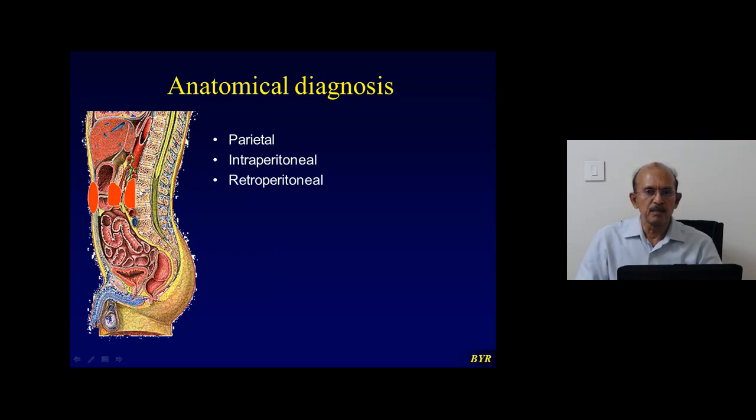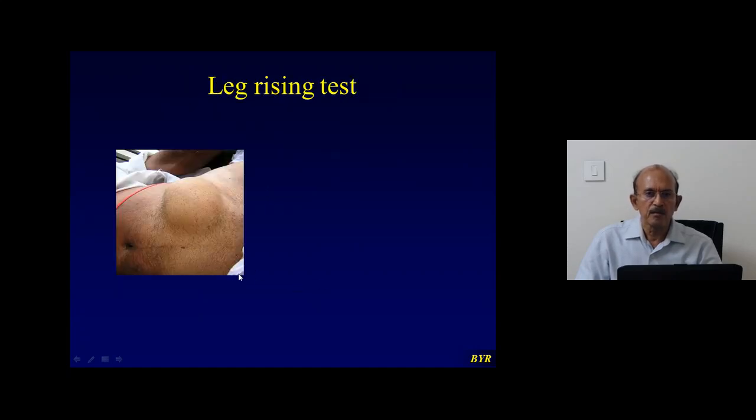So any of these three can produce a lump. So how to know that? Whether it's parietal or intra-abdominal, you know it by leg raising test. Whether it's intraperitoneal or retroperitoneal, you will elicit by knee elbow test. I hope all of you know these tests, but anyway, for your clarity, I will repeat them again here.